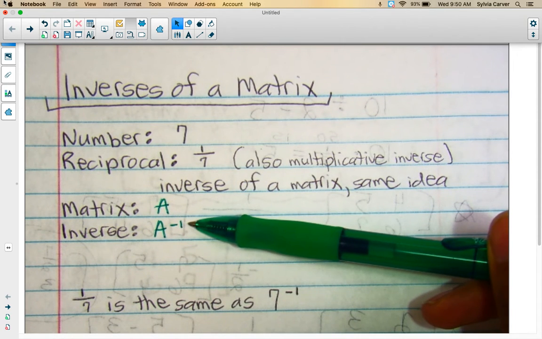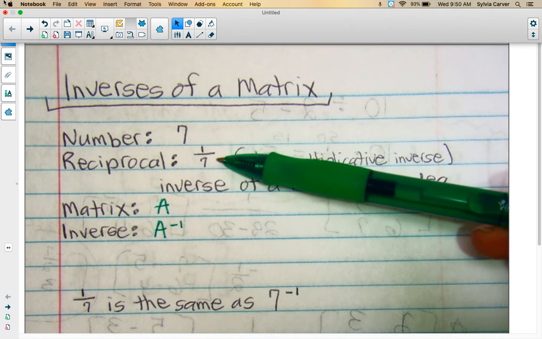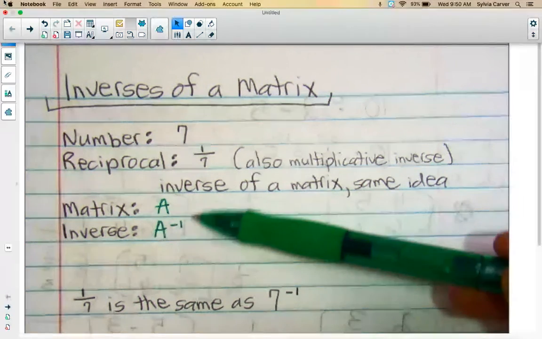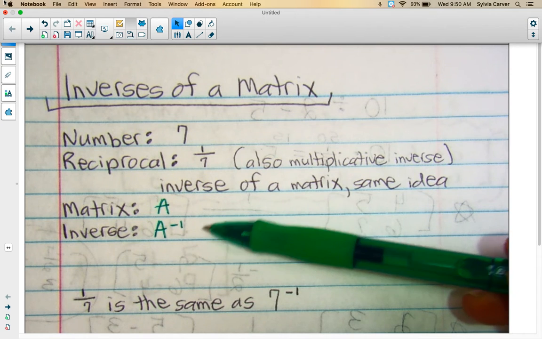If you think back to Math 3, we did the same thing. We were finding function inverses. We had this same symbol here. So an inverse of a number, we know this idea from way back when. And then the past couple of weeks, we've been studying matrices. So this is a matrix and this is the inverse.